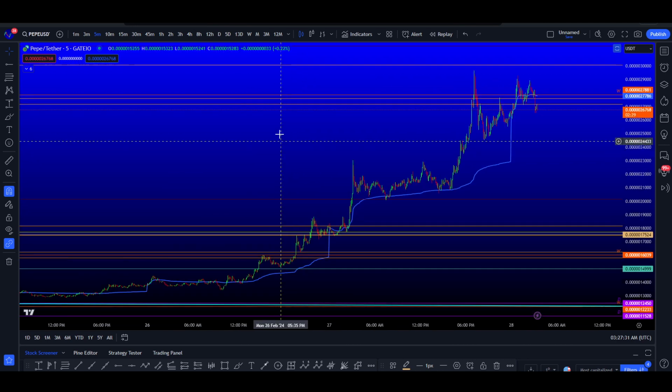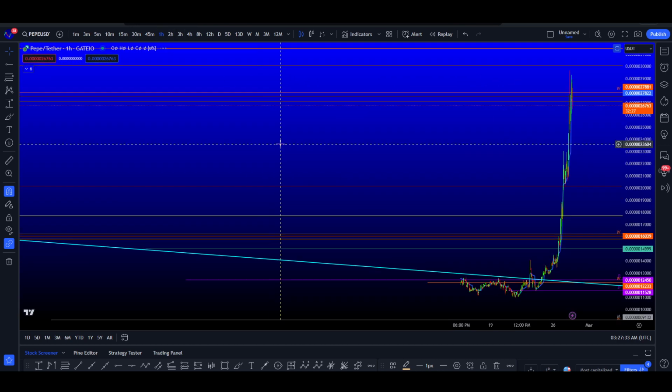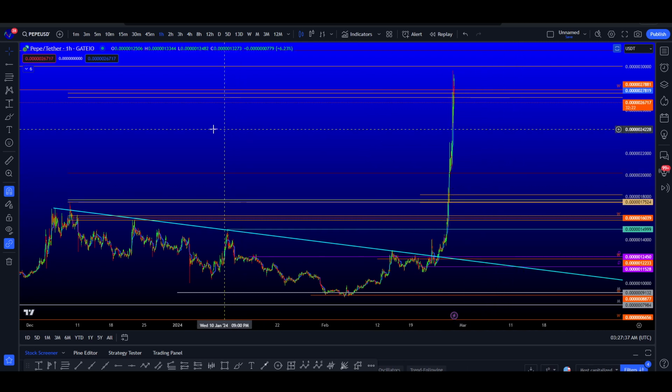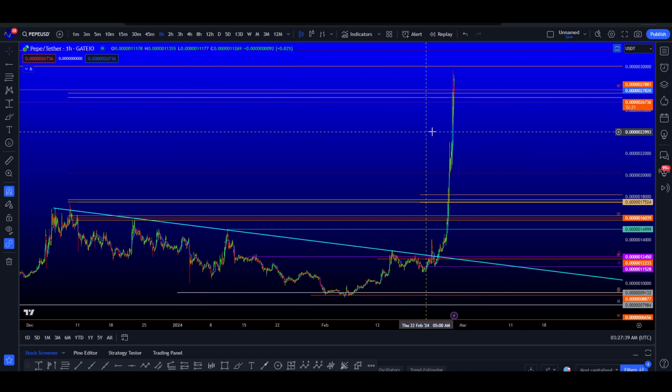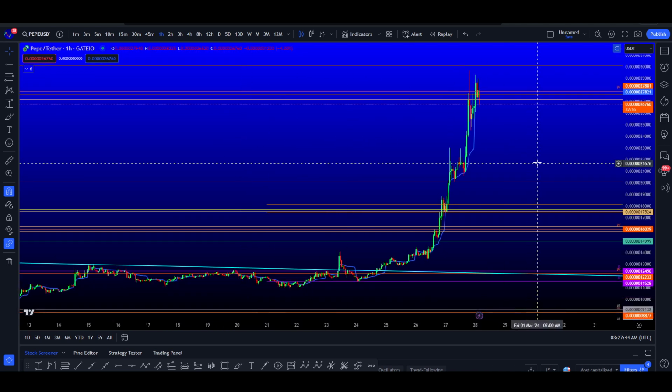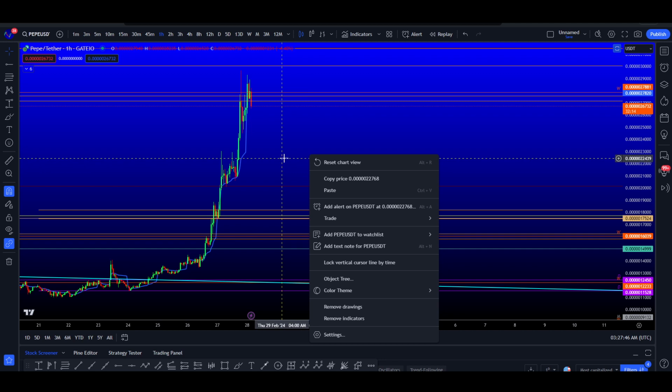So, in the long run, I think over the next few weeks, yes, I do expect to see PEPE come back down to these levels. Will it happen? Who knows? But that would be one of the best areas to re-enter for a long, right? Once again, not financial advice. This is just about paper trading, right?